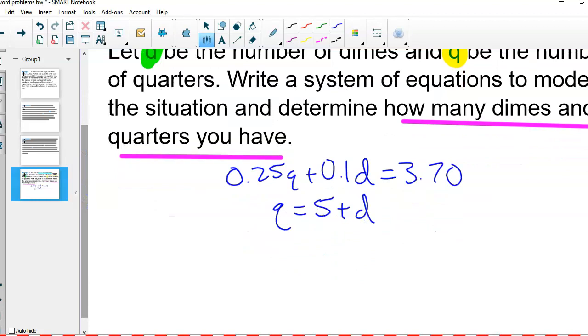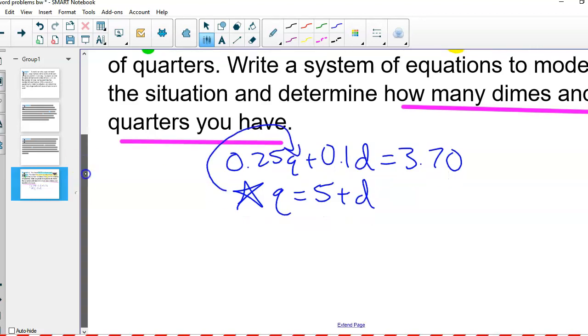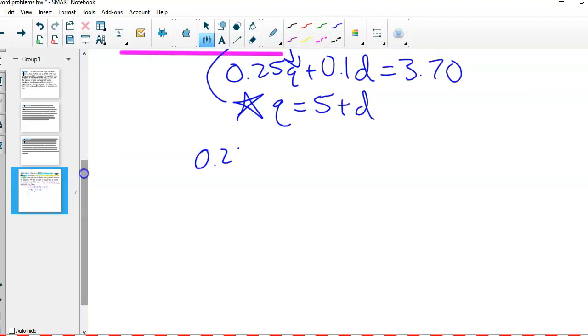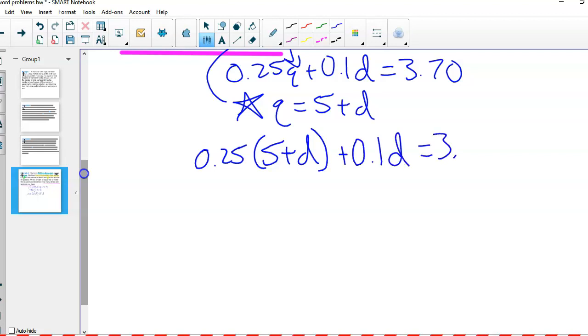Do we need to solve one of the equations for a variable? No, because we have one already. What do we do with this? Substitute into the q in the first equation. So 0.25 times (5 plus d) plus 0.1d equals 3.7. Okay, then what?